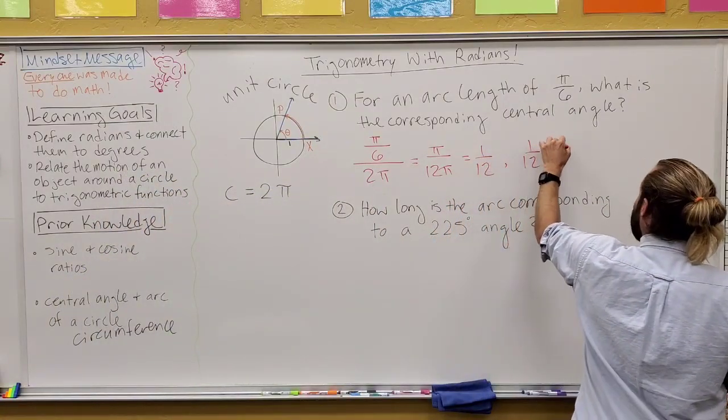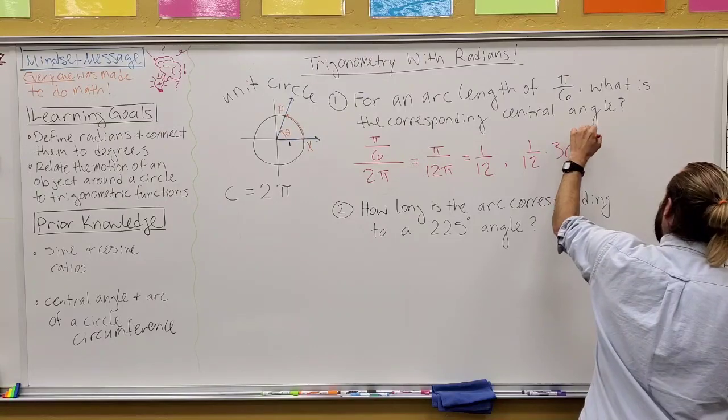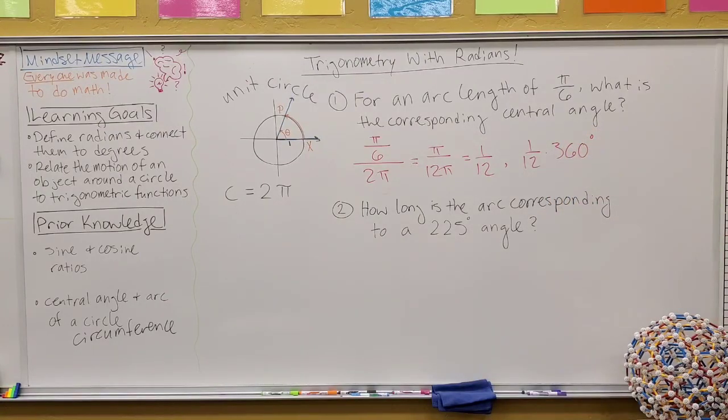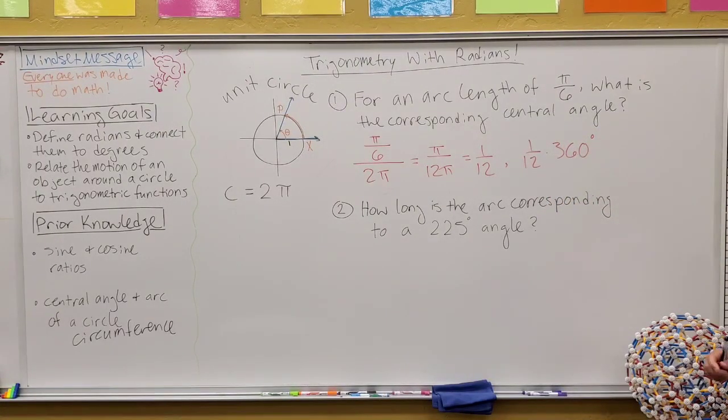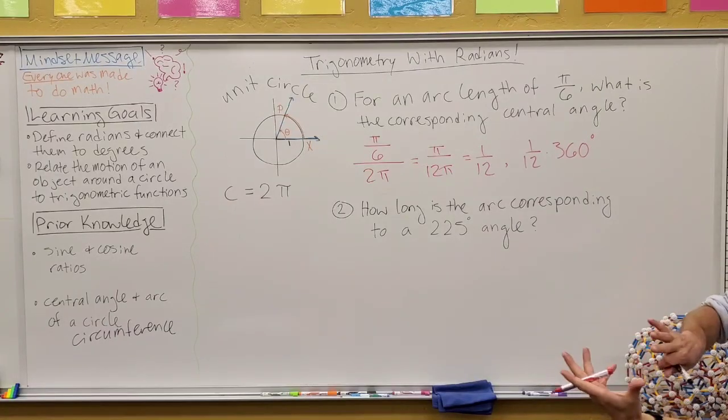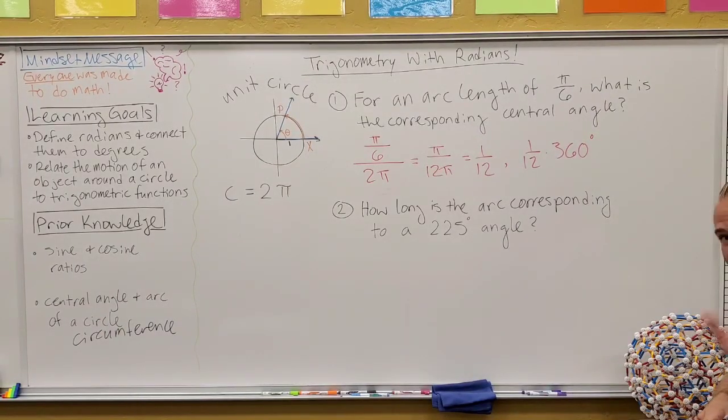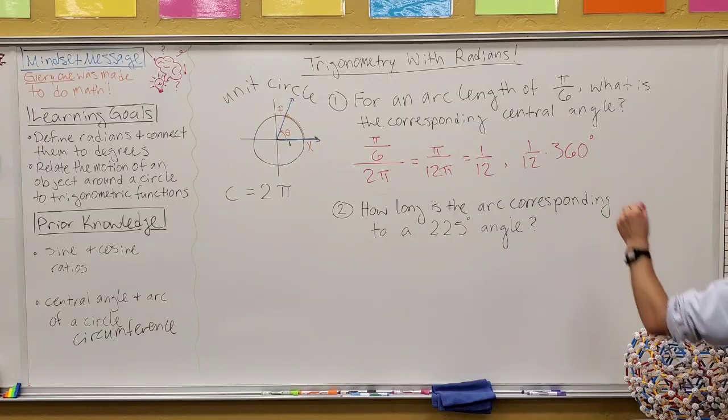So 1/12 of 360. And it's important right now that we're using the degree symbol, especially because we're going to be thinking about degrees sometimes, and we're also going to be thinking about what we call radians, which we haven't defined yet, but we're going to soon.